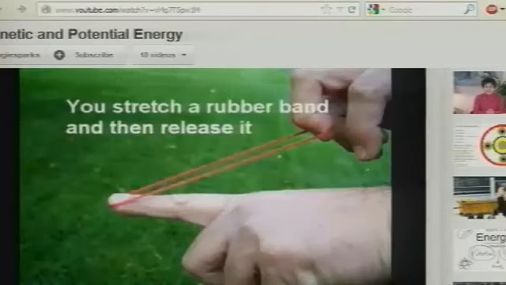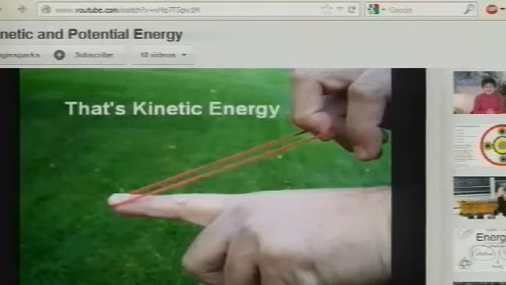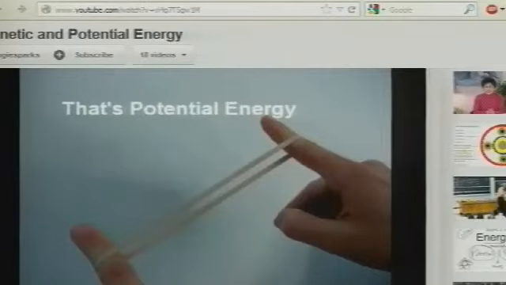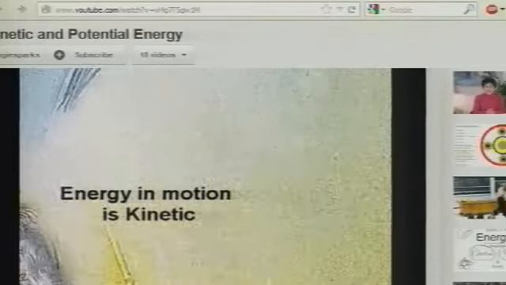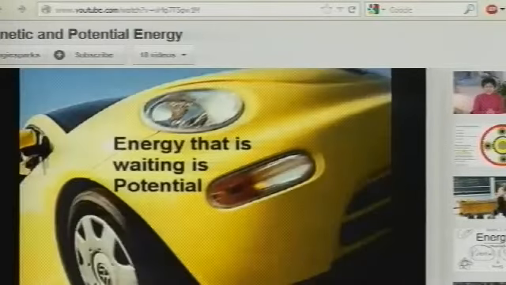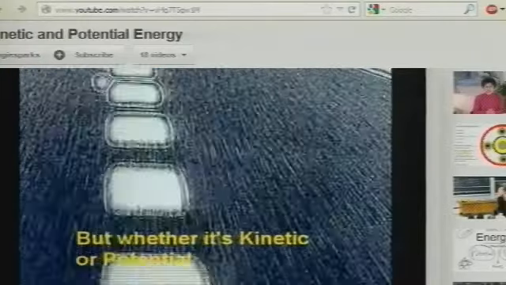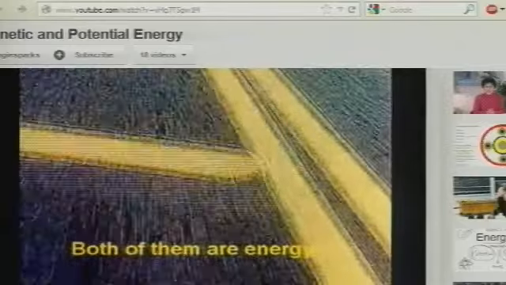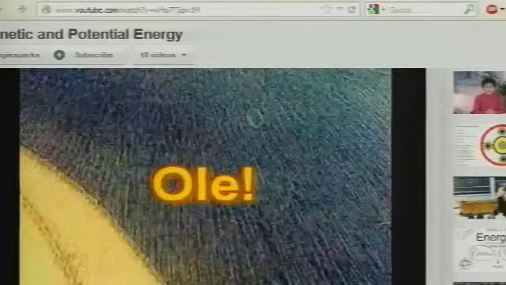You stretch a rubber band and then release it. That's kinetic energy. Kinetic. You stretch a rubber band and then you hold it. That's potential energy. Potential. Energy in motion is kinetic. Energy that's waiting is potential. But whether it's kinetic or potential, both of them are energy.